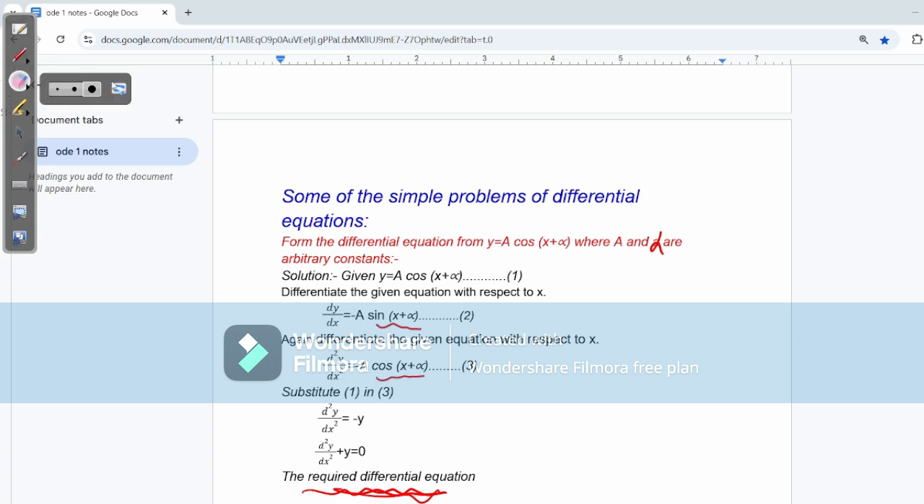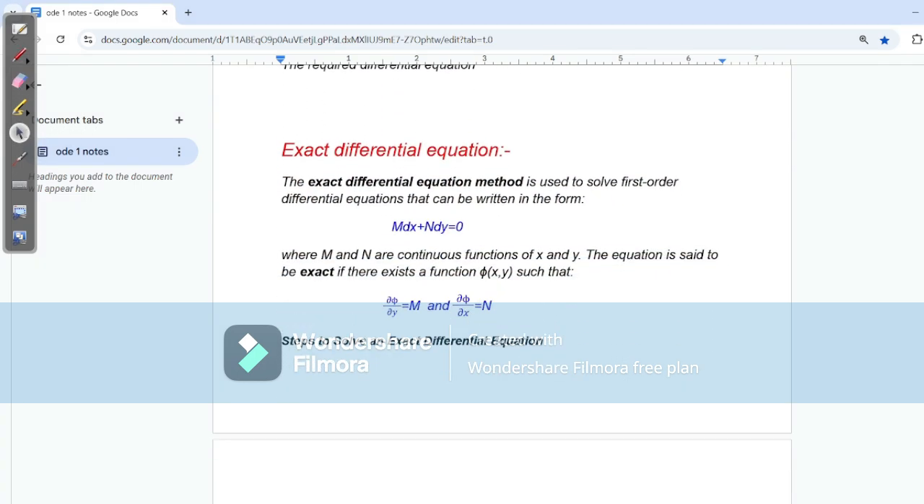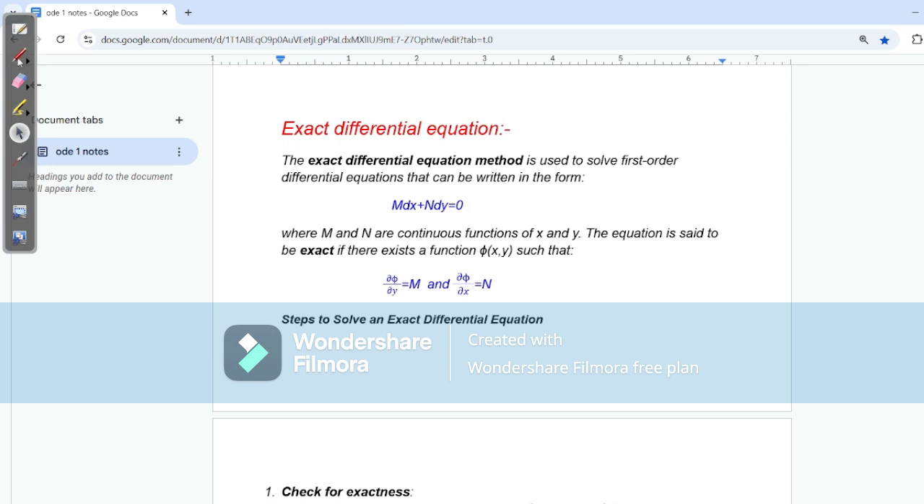Okay, now the exact differential equation. In this exact differential equation, the differential equation will be in this form: M dx + N dy = 0, where M and N are continuous functions of x and y. The equation is said to be exact if there exists a function phi of x, y such that ∂phi/∂y = M, ∂phi/∂x = N.